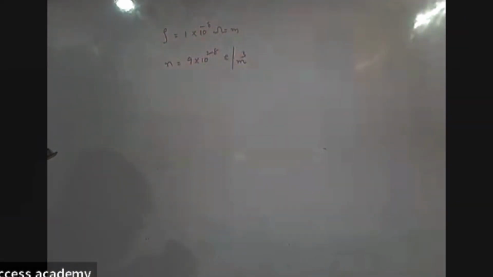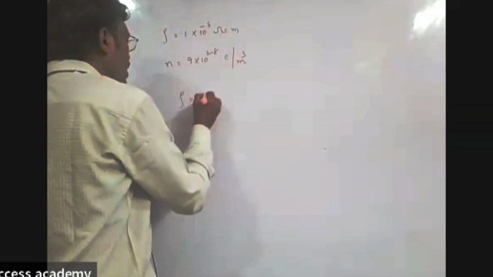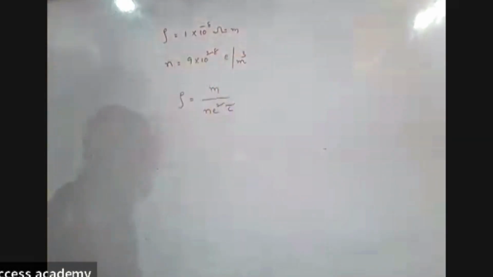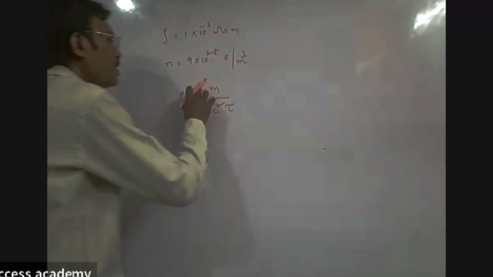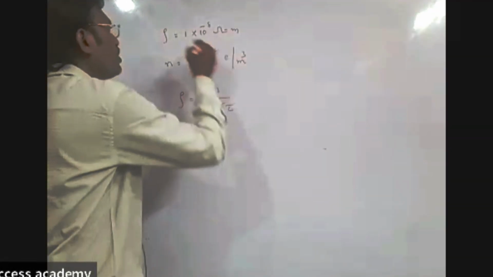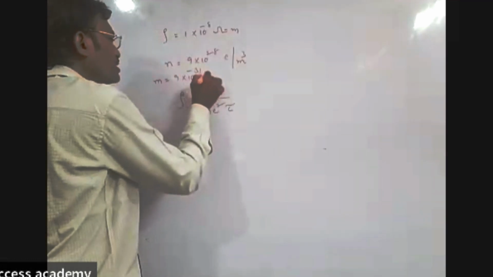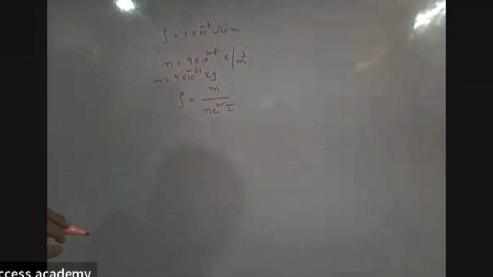Now the relaxation time of electrons inside the metal is nearly. We need to calculate the relaxation time. So for that, rho is equal to, we have one formula, m by n e square tau. Rho is nothing but resistivity, m by n e square tau. What is the m? Mass of the electron. Even though it's not given in the problem, we need to consider 9 into 10 power minus 31 kg. That is the mass of the electron.